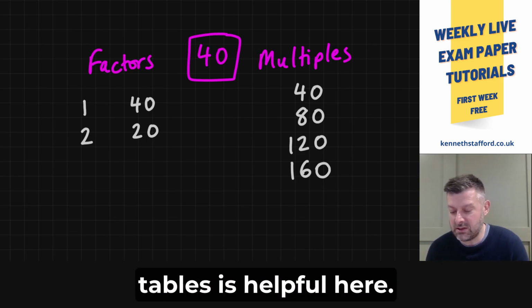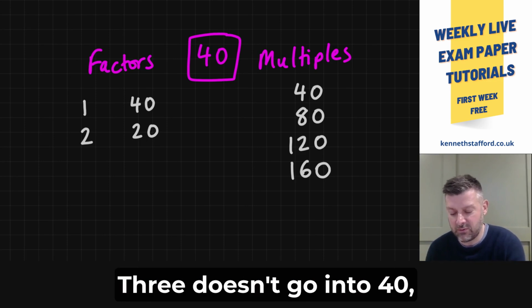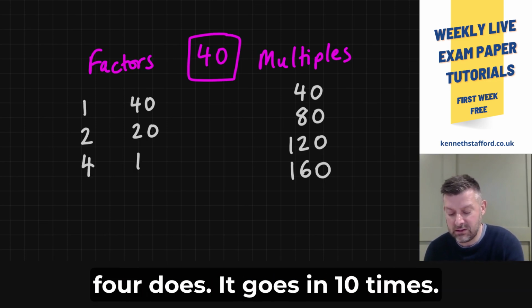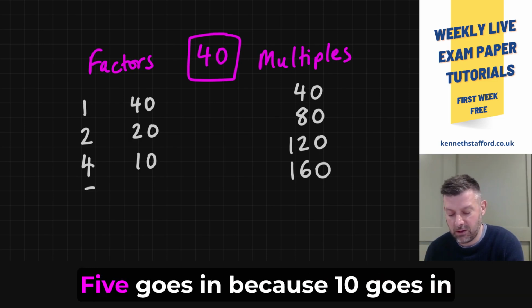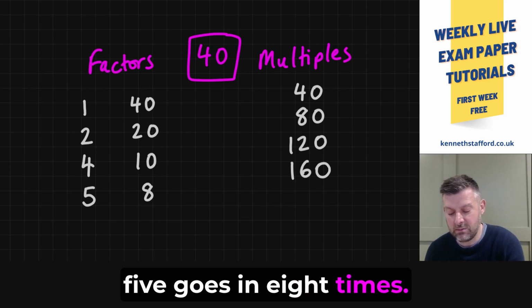So being good at your times tables is helpful here. 3 doesn't go into 40. 4 does. It goes in 10 times. 5 goes in because 10 goes in. 5 goes in 8 times.